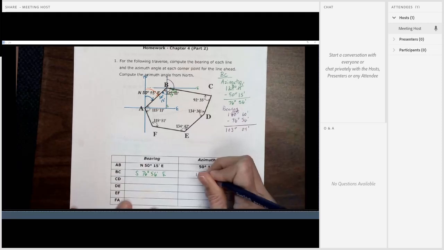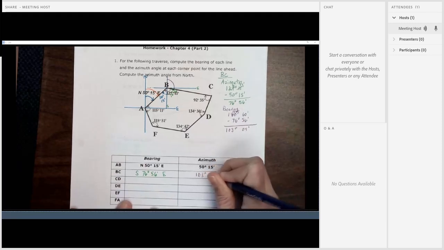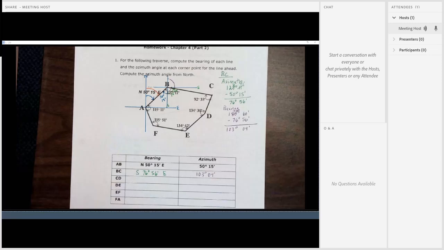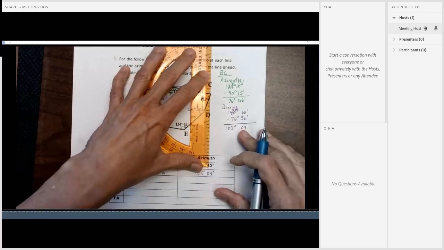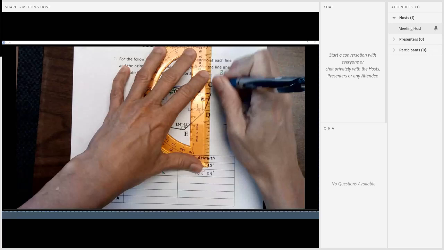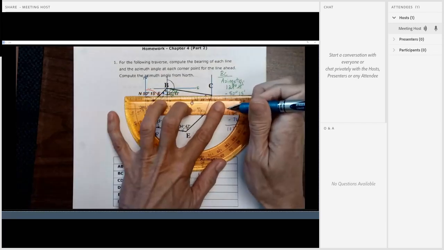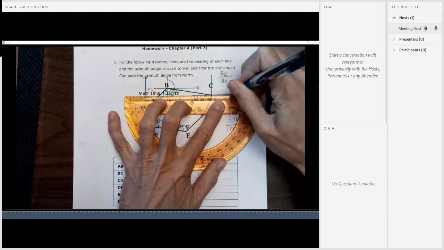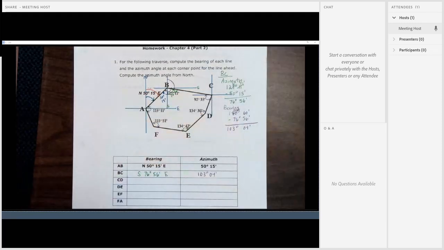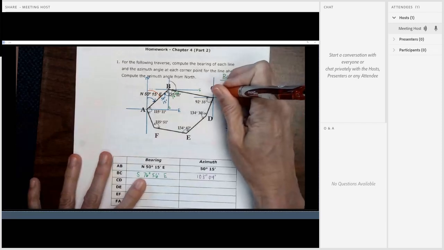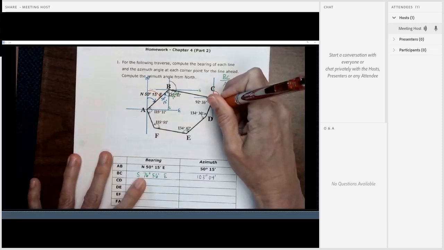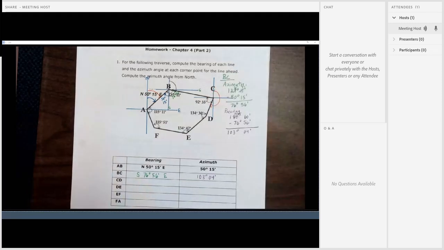So my azimuth is 103 degrees and 4 minutes. All right, all the way over to line CD. So I'm going to go ahead and put my coordinate grid here at C and try to figure out what's going on there with an azimuth and bearing. Here I can see this is going to be a big azimuth, right? Because I'm starting at the north and I have to come all the way down to this line CD. So more than 180 degrees for that azimuth.